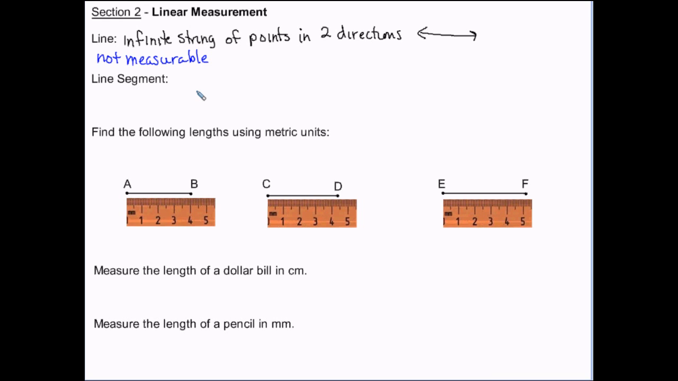It's just a concept. So if you think about infinite, you can't quantify it. You can't give it a number. You can't measure it. It's just forever. So lines can't be measured because they go on forever. So then we talk about line segments, and a line segment is a piece of a line. It has two endpoints. It is finite, which means it has a beginning and an end, and it is measurable.